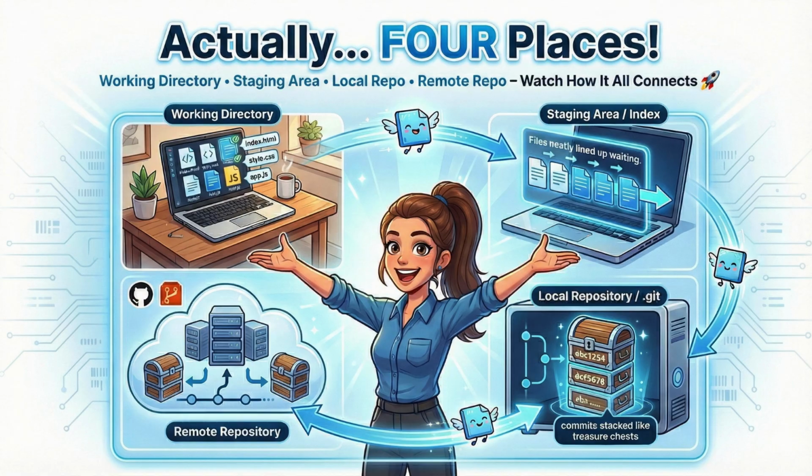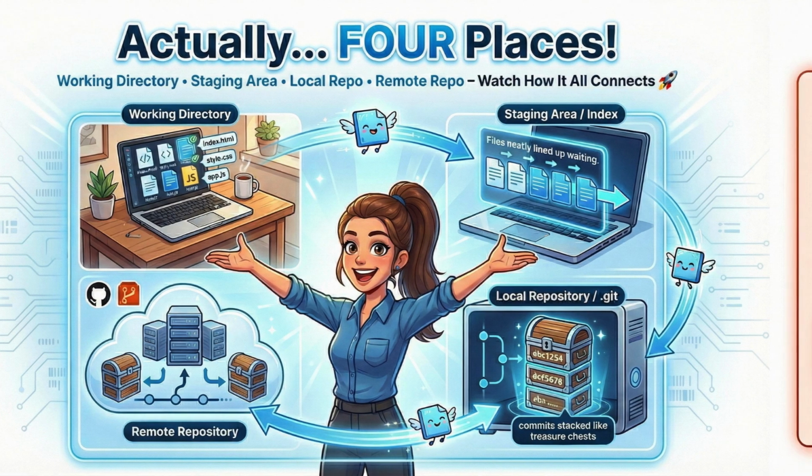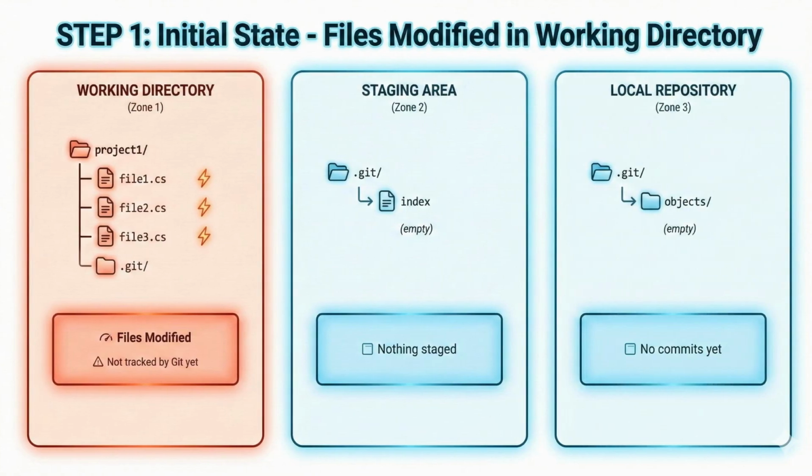Most Git confusion happens when these zones get out of sync. Keep that in mind. Let's see it in action with real commands. All right, let's say you're building something. You've got 3 files open. File 1, File 2, and File3.cs files. You make changes. Add some functions. Fix some bugs. Whatever. Right now, those changes only exist in Zone 1, your working directory.